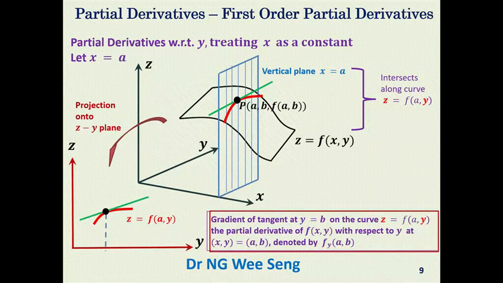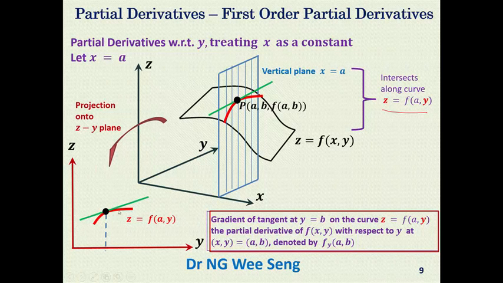Obviously, we can do likewise for partial derivative with respect to y. But this time we have to fix x. So let's say we let x equal to a. Again, geometrically, x equals to a is a vertical plane, and this vertical plane will intersect the surface along a curve. The equation of this curve is of the form z equals to f(a,y). So it's a function of one unknown. Z is the dependent variable and y the independent variable.